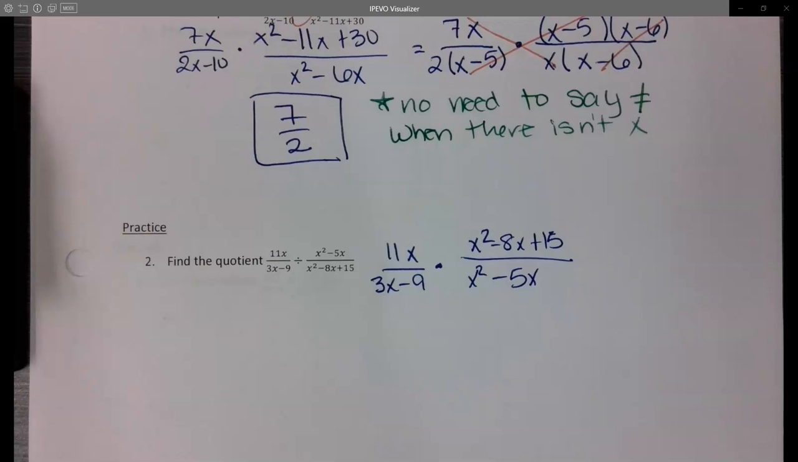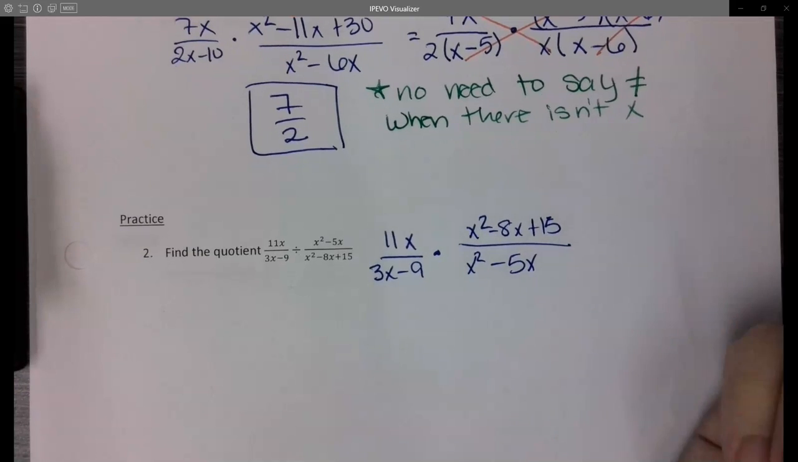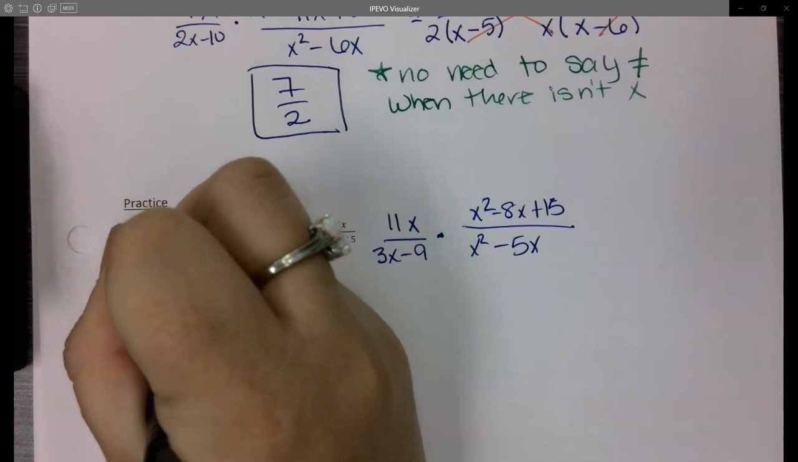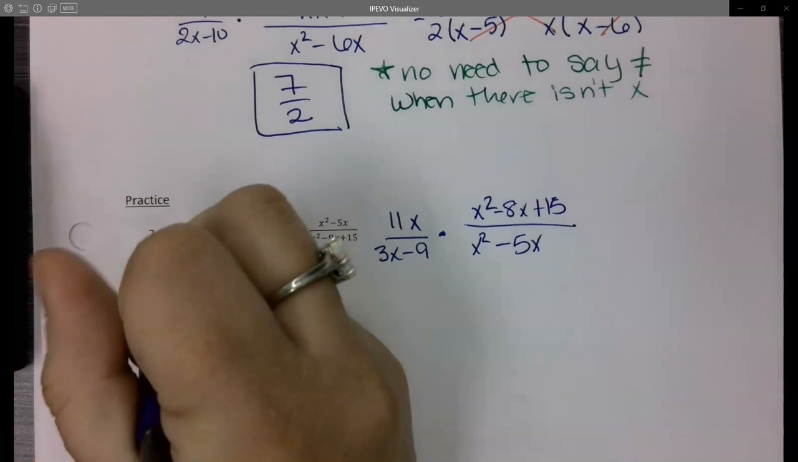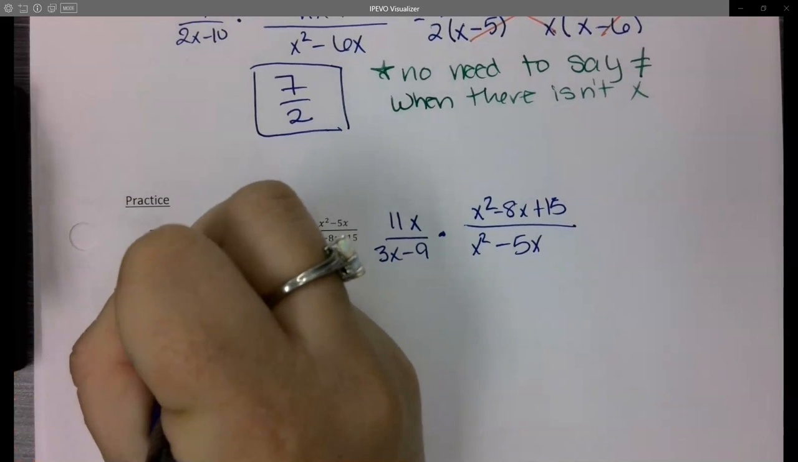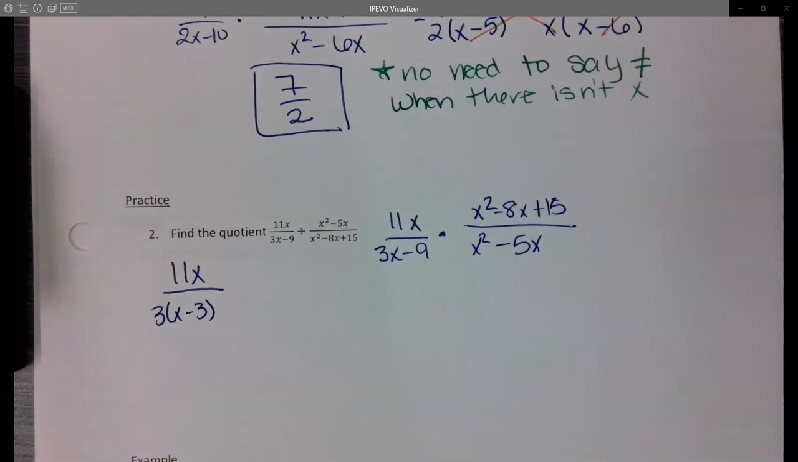Okay, then what do I want to do next? Factor, so I'll do it down here. What do I get from my denominator? Okay, so I factored out a 3 by dividing both terms by 3 is what I was trying to say.